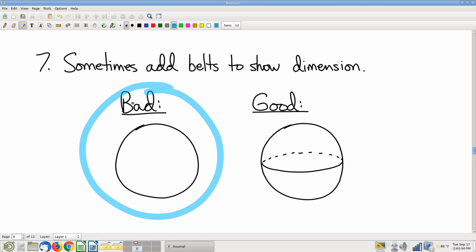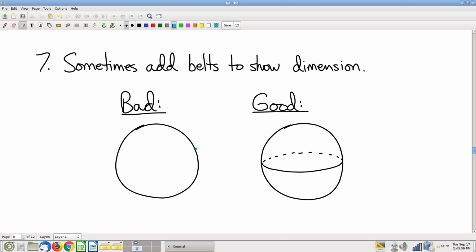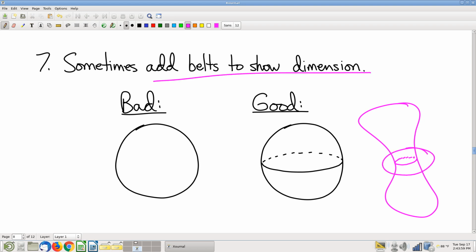Okay. All right. Just as another example, that thing right there looks like just a curve, but if I put a little belt around it, right now it looks like a solid, or at least a surface in space. That little belt adding dimension. Okay.